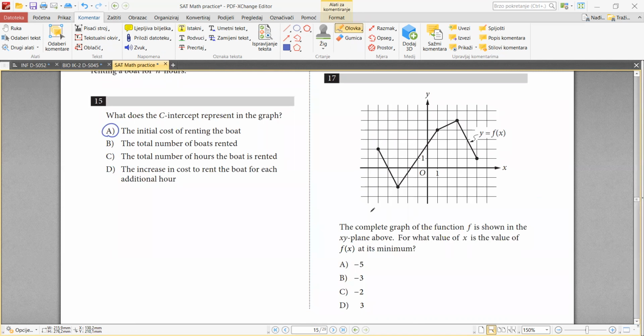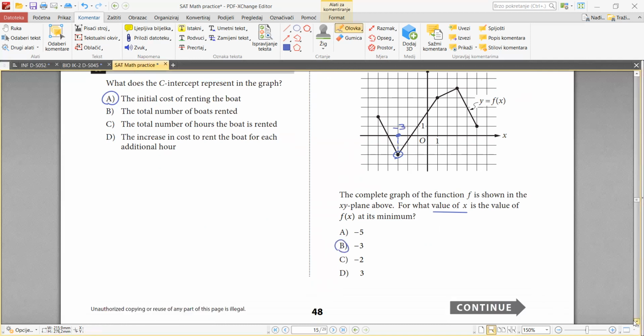Number 17. The complete graph of the function f is shown in the xy plane above. For what value of x is the value of f of x at its minimum? So minimum is right here, and we need the value of x, which is here. So this x is actually -3. So we'll select B.